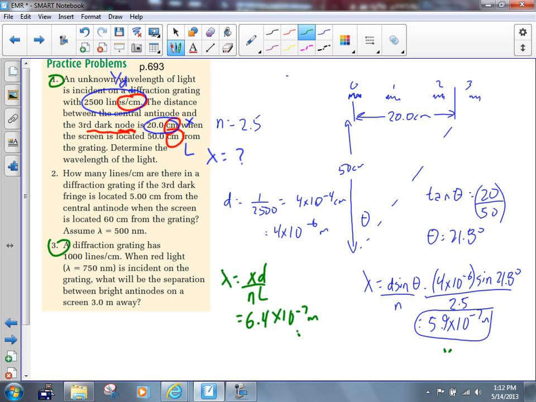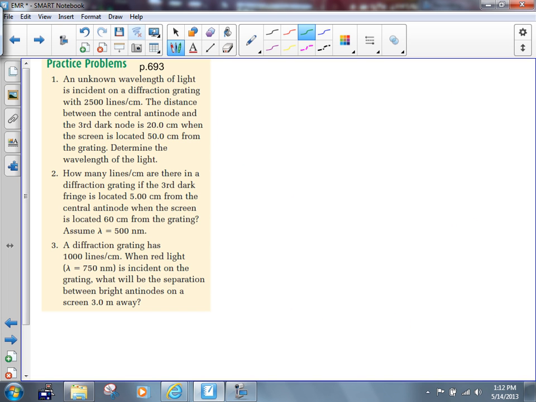All right, question number 3 says a diffraction grating has 1,000 lines per centimeter. That's going to be 1 over d again, and of course we're in centimeters here, and we don't want to be in centimeters. We've got red light, wavelength 750 nanometers, incident on the grating. What's the separation between bright antinodes on a screen 3 meters away? This is going to be L. We want to find x, the separation between antinodes.